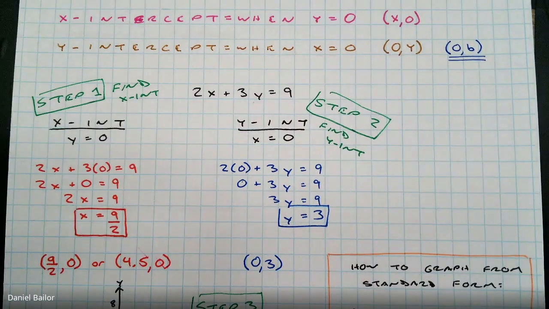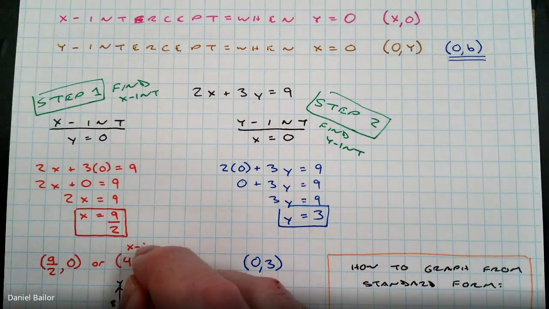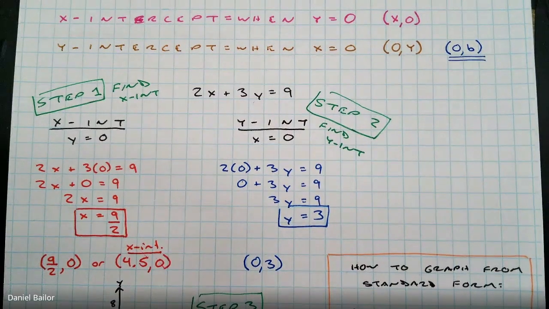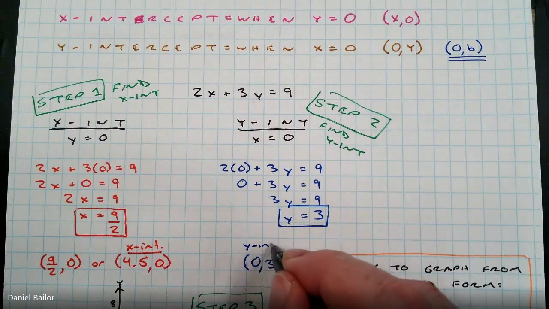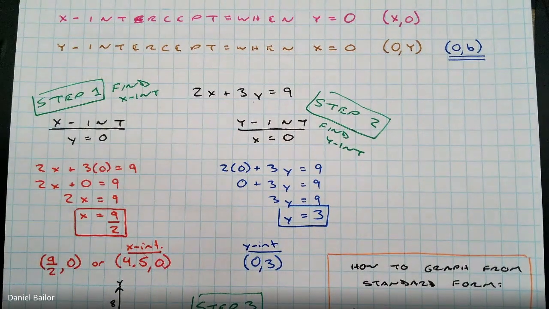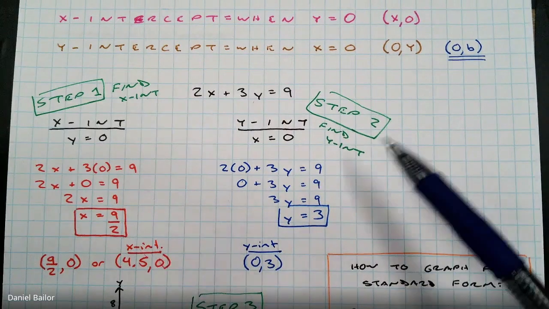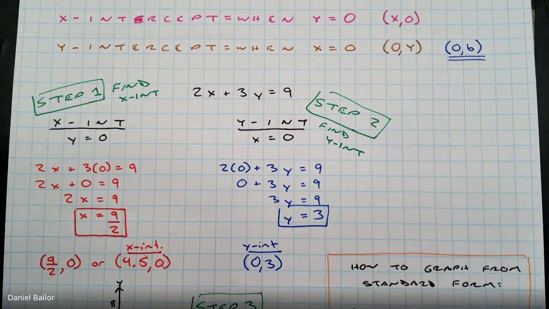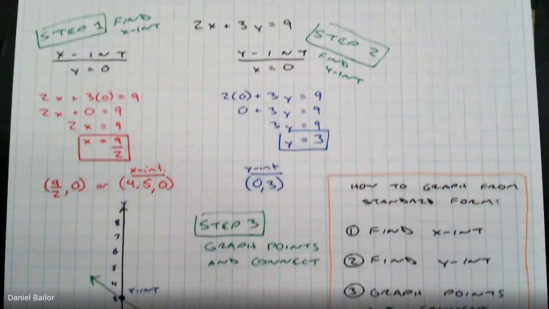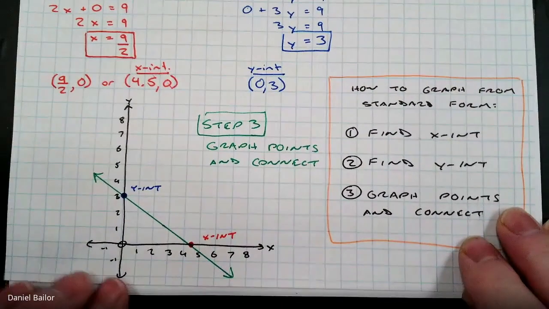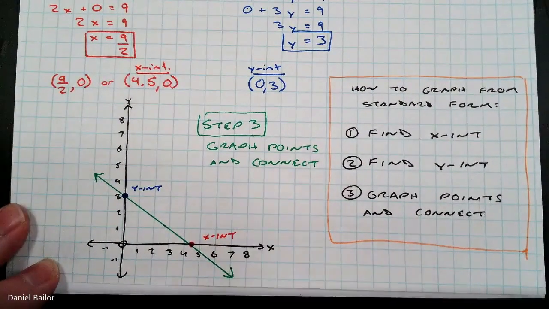So this is the x-intercept, and this is the y-intercept. I did them both because I knew they happened when y is 0 and x is 0. So these are the points where they cross the axes. I have the x-intercept and the y-intercept. Step 1, find the x-intercept. Step 2, find the y-intercept. Step 3, down here, graph the points and connect them.